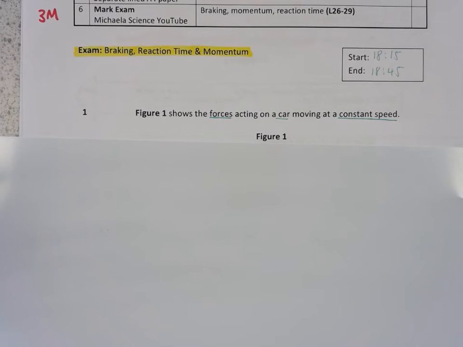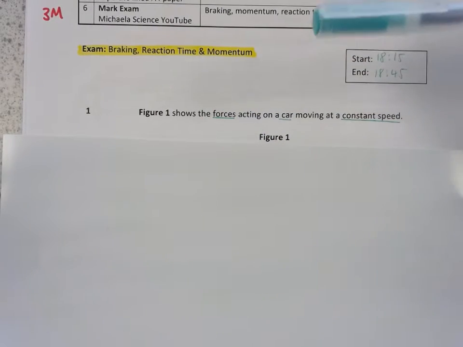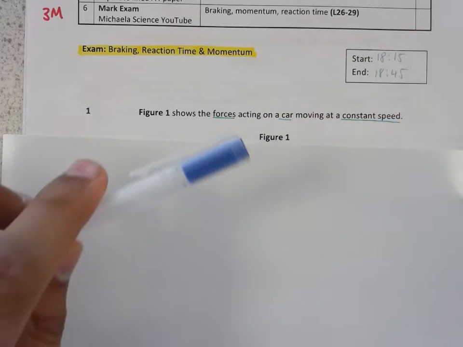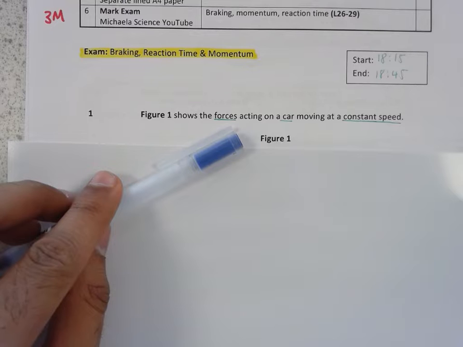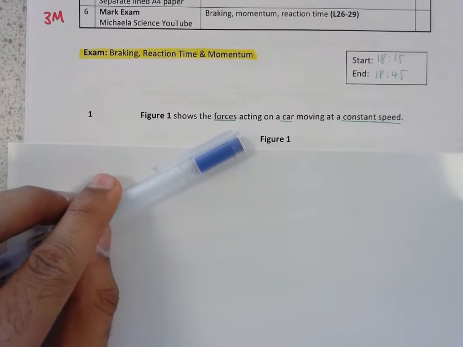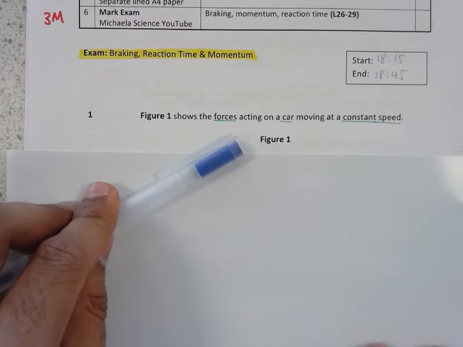You need to make sure you have your blue pen and green pen. The green pen is for making corrections to your work and for ticking where correct. Your blue pen is for making annotations that are linked with the thought process that you should be going through when answering these questions. So let's get started.